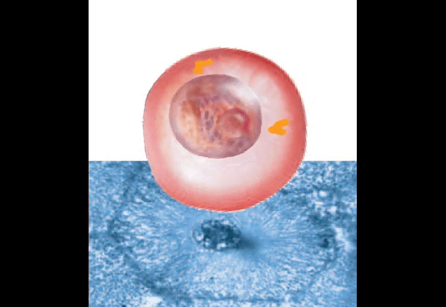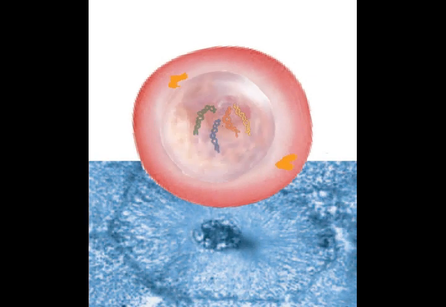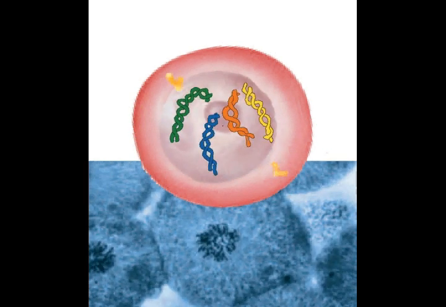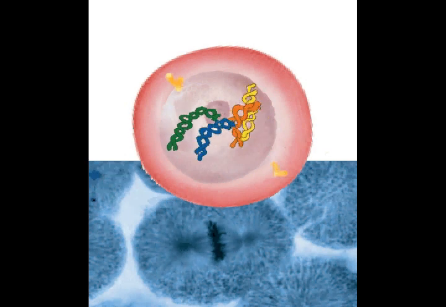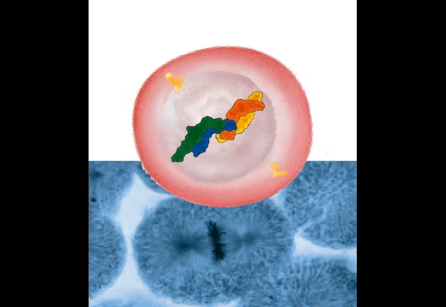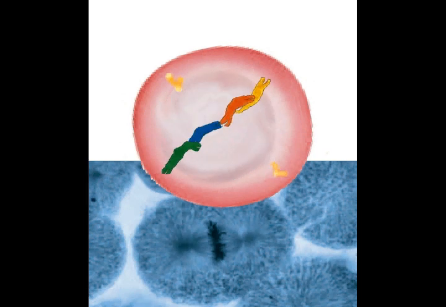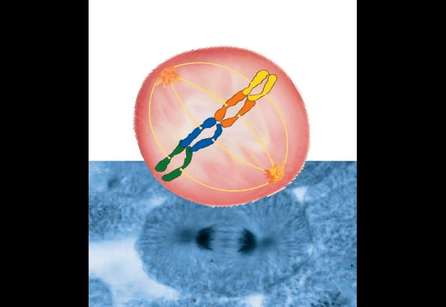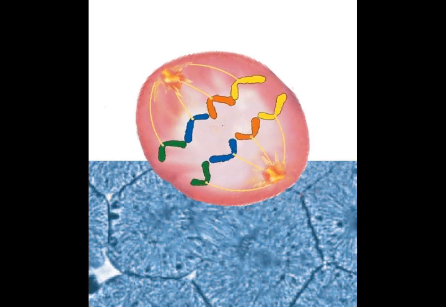Before mitosis begins, chromosomes are copied. Each chromosome is then two chromatids. When mitosis begins, the nuclear membrane dissolves. Chromosomes condense into rod-like structures. Then the chromosomes line up along the middle part of the cell. Corresponding chromosomes pair up. The chromatids separate and move to opposite sides of the cell.